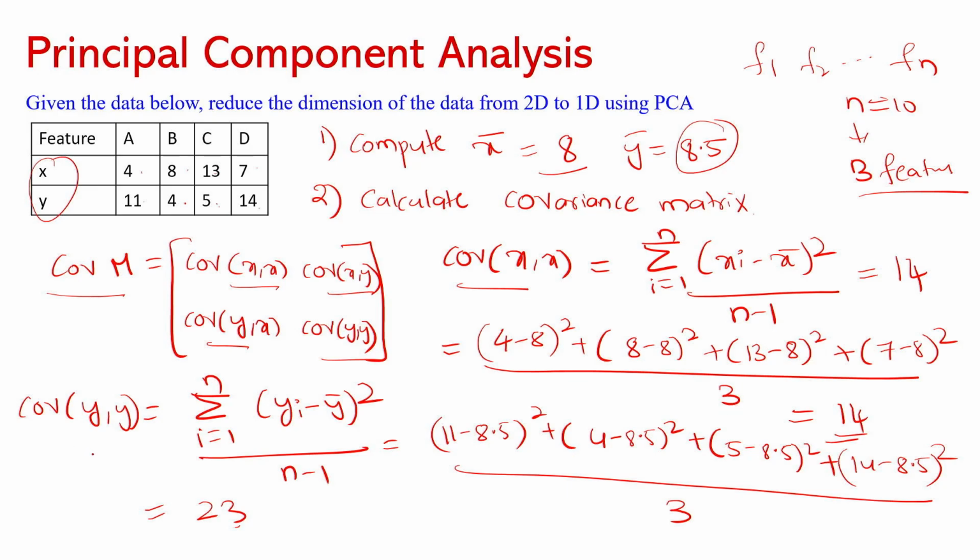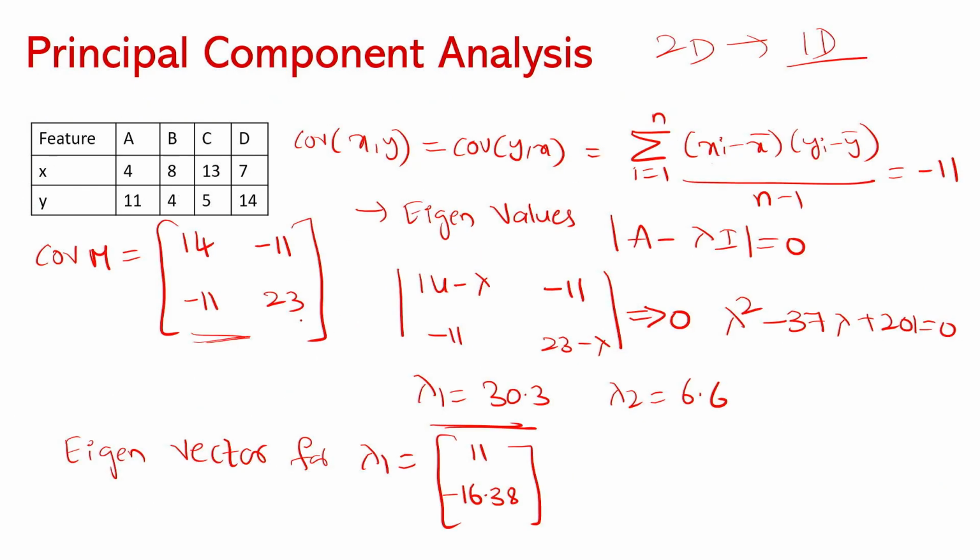Same way covariance of yy is nothing but summation of i equal to 1 to n, yi minus y bar whole square, by n minus 1, right. Covariance of xy and yx are the same: summation of i equal to 1 to n, xi minus x bar into yi minus y bar, by n minus 1. So, once you get the covariance matrix, you have to find out the eigenvalues of the matrix. You get 2 eigenvalues. Of these you choose the highest eigenvalue, and for that you find the eigenvector.